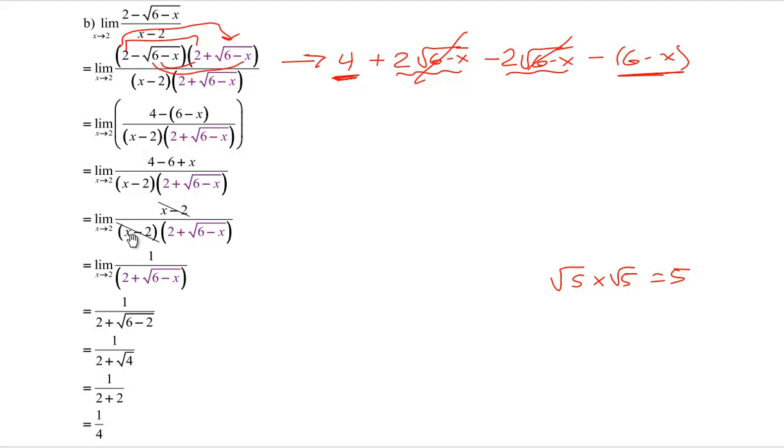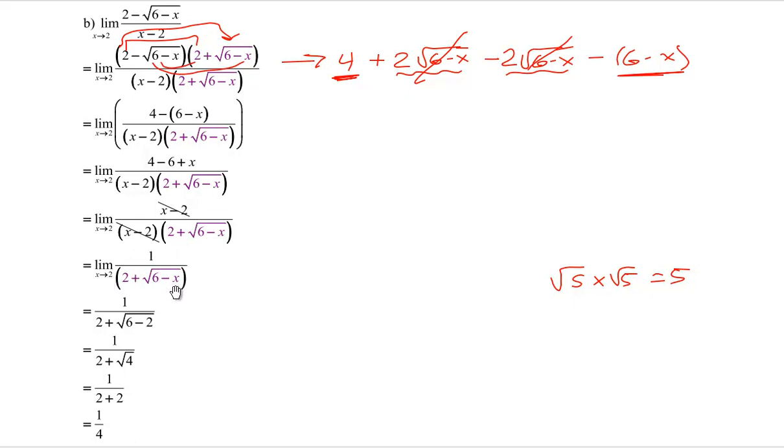So they divide out. Now, x minus 2 goes into x minus 2 once, so there's still a 1 in the numerator. A common mistake here is to think that x divides out and we just get 2 plus the root of 6 minus x in the denominator, but there's a 1 up here. So I can now evaluate this.